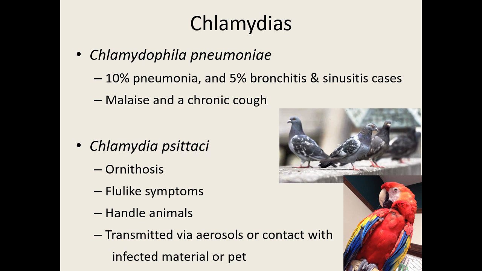There are two other bacteria in this chlamydia group that can cause human disease. The one is called Chlamydophila pneumoniae. And yes, based on its name, it causes about 10% of pneumonia cases. Again, lots of things can cause pneumonia. It just means fluid in the lungs. Bacteria can cause pneumonia. Viruses can cause pneumonia. Well, there are some bacteria in this group that also cause pneumonia. It also causes about 5% of bronchitis and sinus infection cases as well.